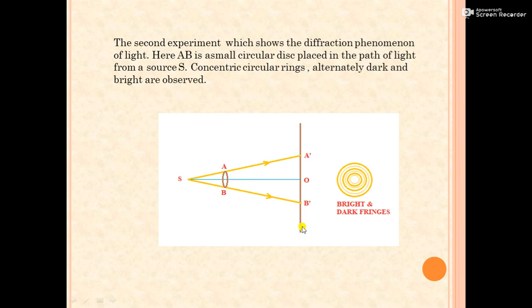But what we see, since it is a very small disk, is that at the center O we see a bright spot, and then alternately bright and dark rings are visible. It shows that light bends around the edges of the disk, penetrating into the region of geometrical shadow. So the light bends towards the geometrical shadow.